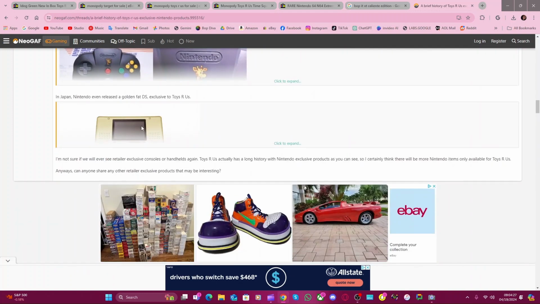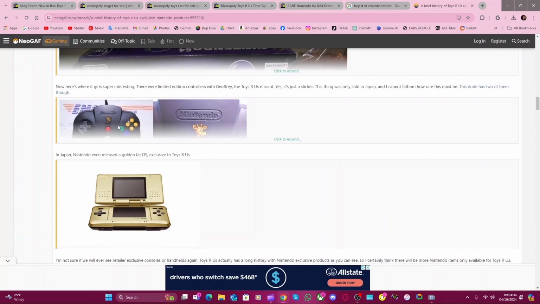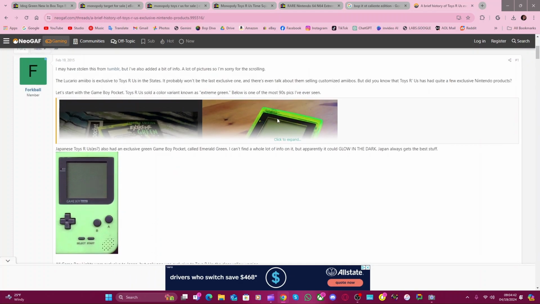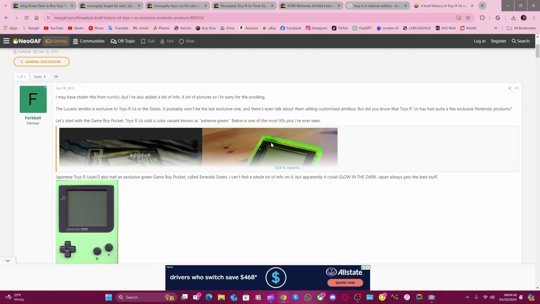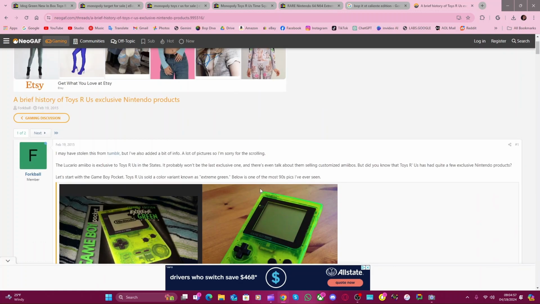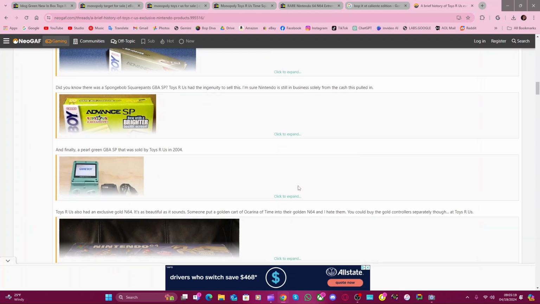They had a whole bunch of stuff, like a golden DS that was exclusive to Toys R Us in Japan. And they had an extreme green as well. It looks like this. It does have the translucent green, just like Toys R Us had for the XT Sonic Edition. So I guess this only proves that Toys R Us had a lot more green toys than Target did. Target did either black or red, usually, for being exclusive.